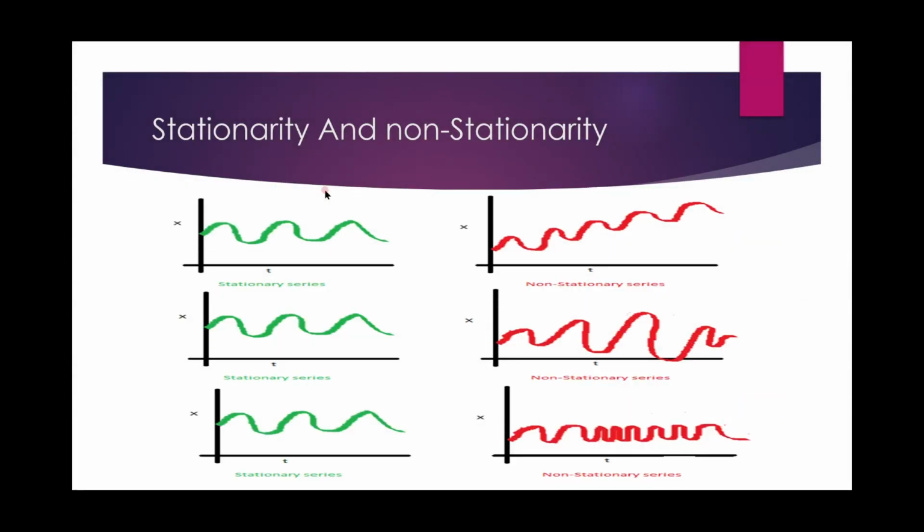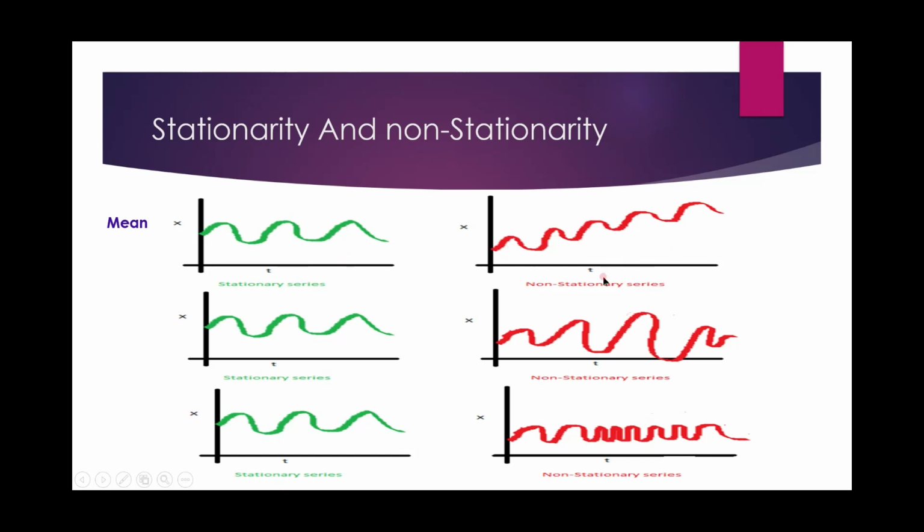Stationarity and non-stationarity. Here you can see I have taken two different types of graphs. One is following a stationary series and the other a non-stationary series. If your data is following a stationary series, then the mean should be constant. That is the first priority of a stationary data series. Here you can see the mean is constant, right?